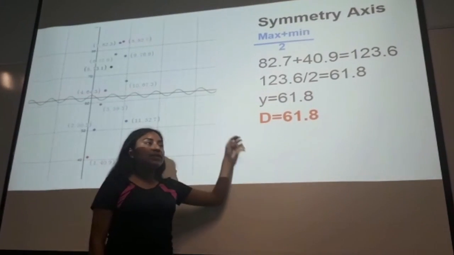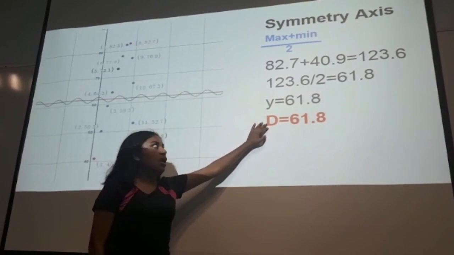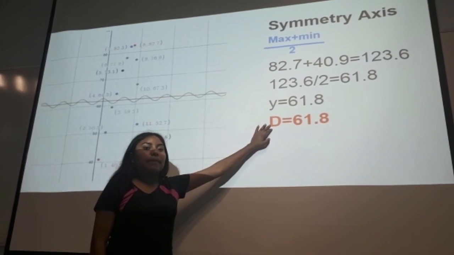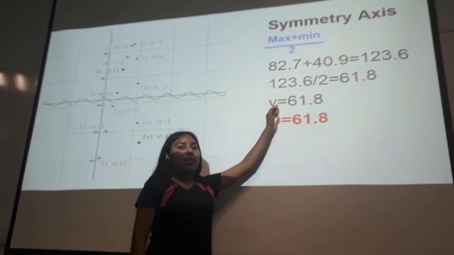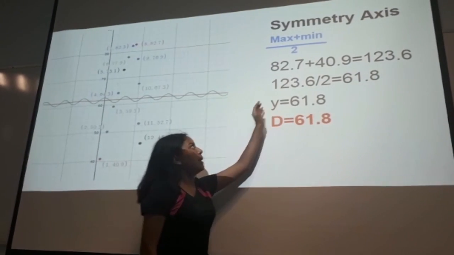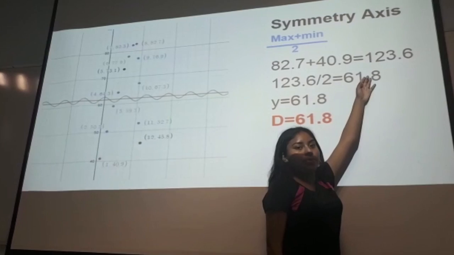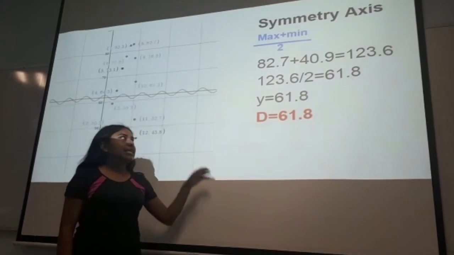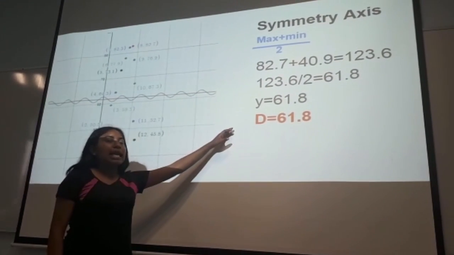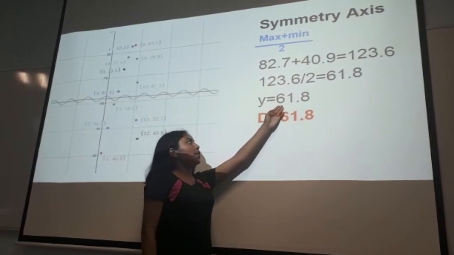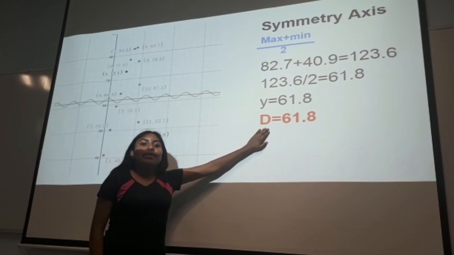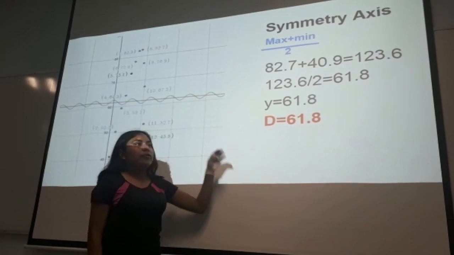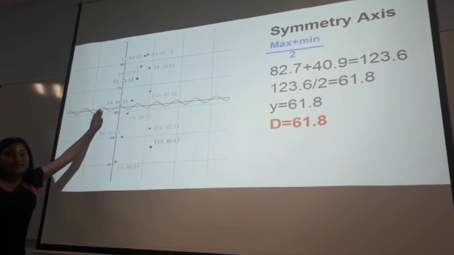The next step is to find the symmetry axis, also known as the vertical shift, which is the graph of the average of the maximum and minimum value. In this case, the equation of the symmetry axis is y equals 61.8. This value is the letter d in the cosine function, the first vertical transformation.